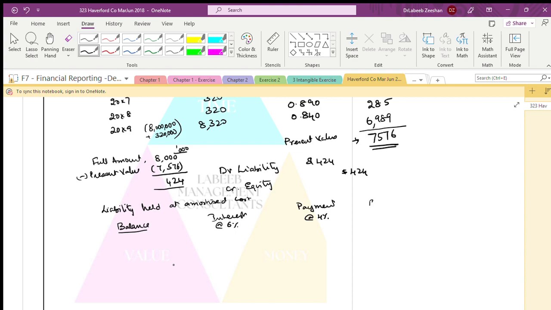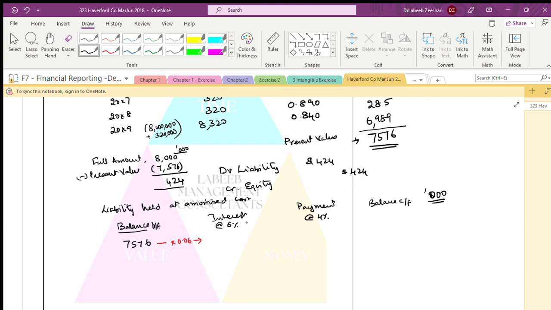This is balance brought forward. This is the balance. How much is there at the end of the third year? This is also in thousands. 7576 at the rate of 6%. Times 0.06. How much will come?